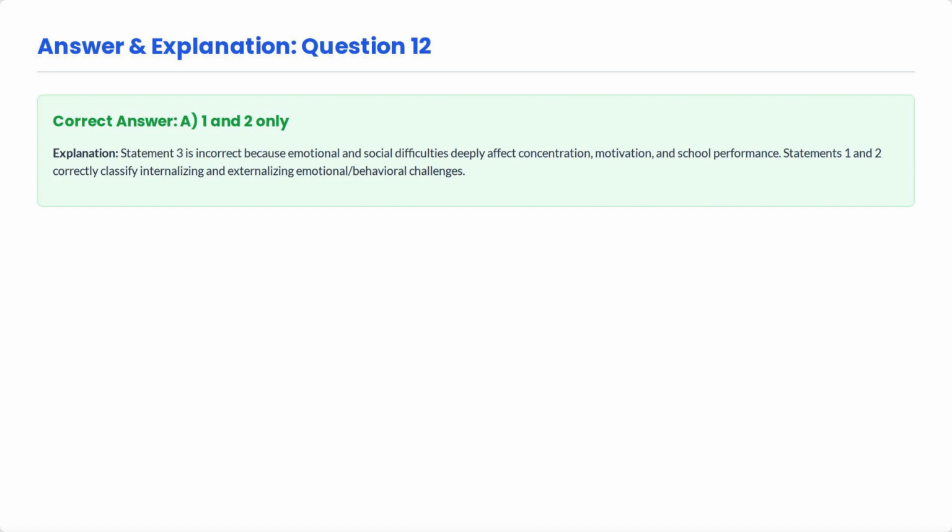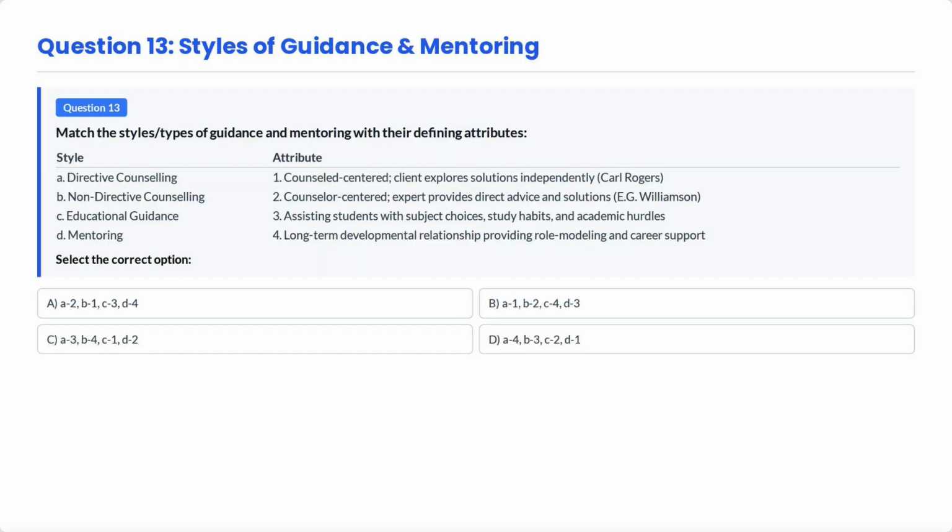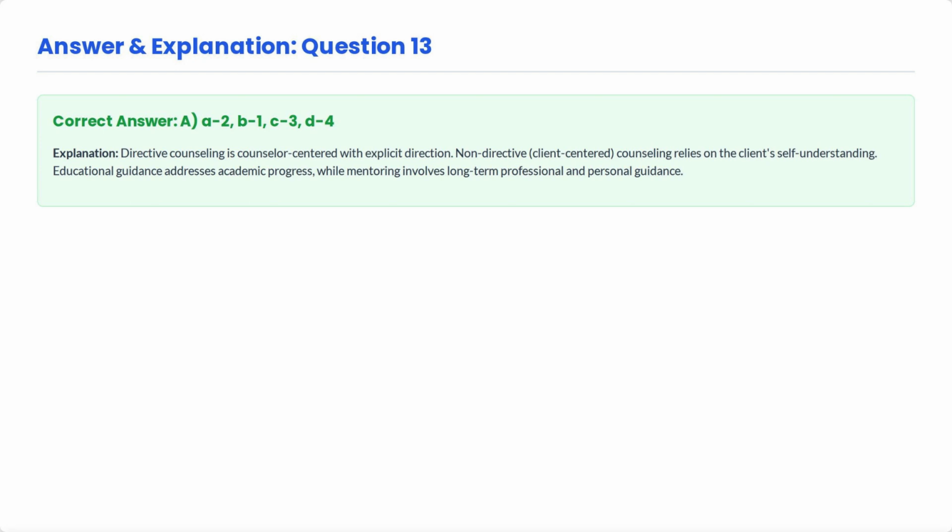Statement 3 is incorrect because emotional and social difficulties deeply affect concentration, motivation, and school performance. Question 13. Match the styles of guidance and mentoring with their defining attributes. Correct answer: A, A2, B1, C3, D4. Directive counseling is counselor-centered, non-directive relies on self-understanding, educational guidance addresses academic progress, and mentoring involves long-term support.